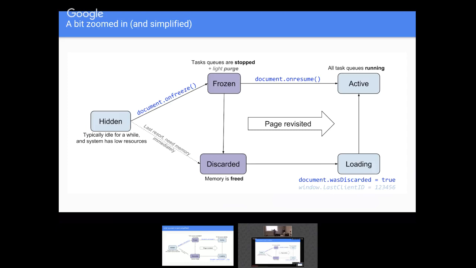If the page was actually discarded and the user revisits the page, then we're adding the was discarded bit so that they know that this is not a new load, this is a reload of the page. And we're also working through the details of adding the last client ID so that they can link back what was discarded with what's being reloaded.